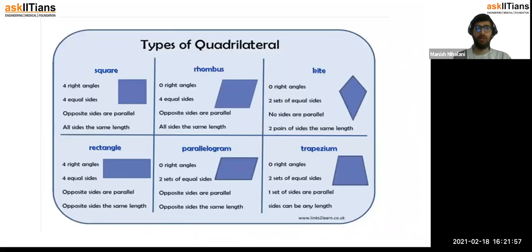So if you just look at this figure, that is look at this chart, it says that a square is again a quadrilateral. It has four right angles and all sides of a square are equal, which means all the sides are equal and all angles are 90 degrees, right? Opposite sides are parallel and all sides are of same length. As this is a square, so we already know what a square is like.